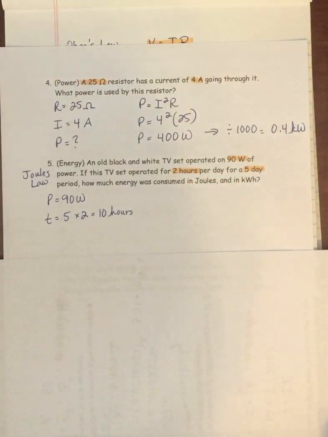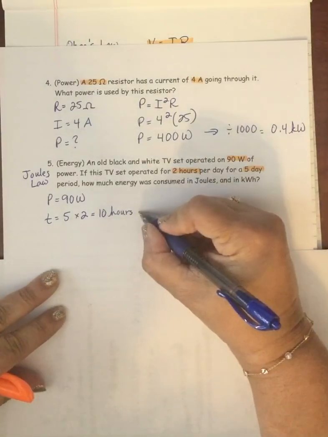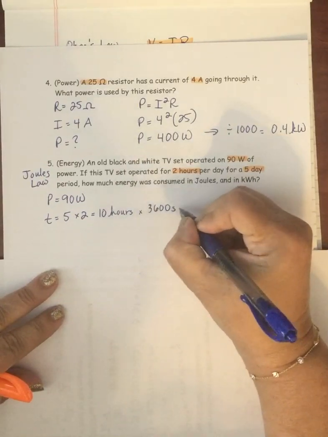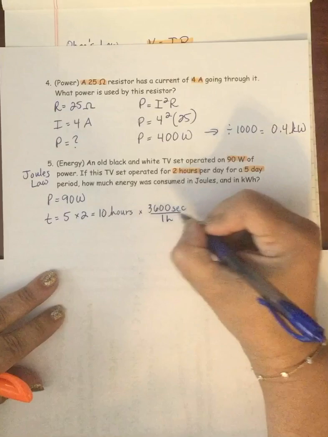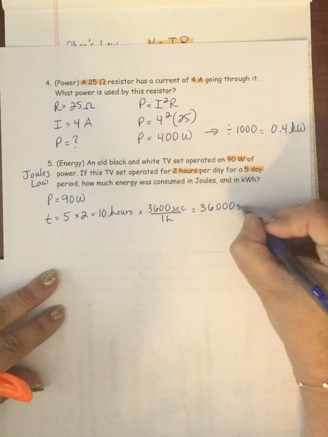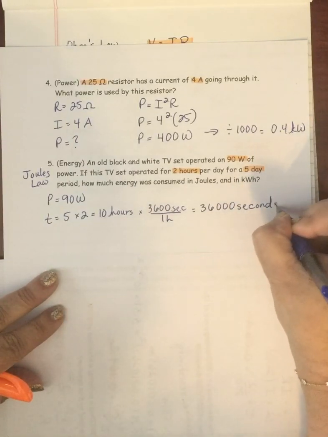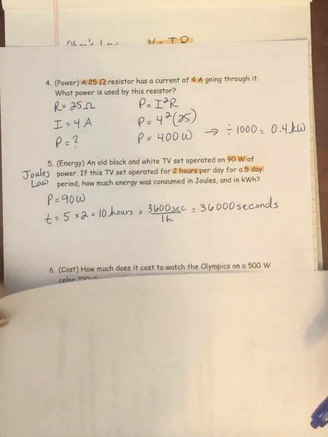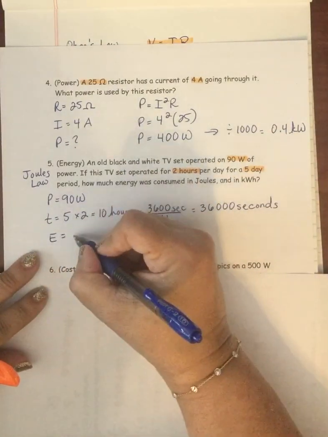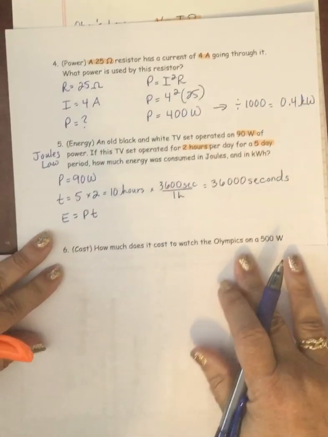Now we're going to have to convert that to seconds, because we can use hours if we're finding kilowatt hours, but if we need to find joules, then we have to convert it to seconds. So there are 3,600 seconds in 1 hour. So 36,000 seconds were used. I want energy in both units, in joules and in kilowatt hours. Joule's law tells you that energy is power times time.